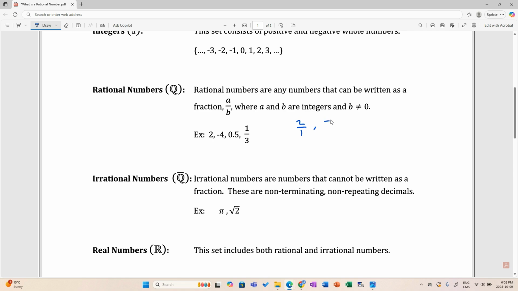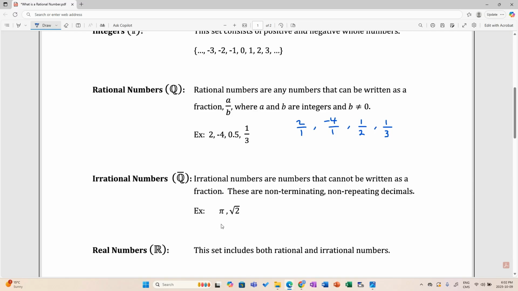You can also express -4 as -4 over 1. That's a fraction, so it's considered a rational number. And then 0.5 is simply a half. That's expressed as a fraction. And then 1/3, which is 0.3 repeating, is already expressed as a fraction, so we're going to say that's rational. All of these numbers are rational because you can express them as a fraction.